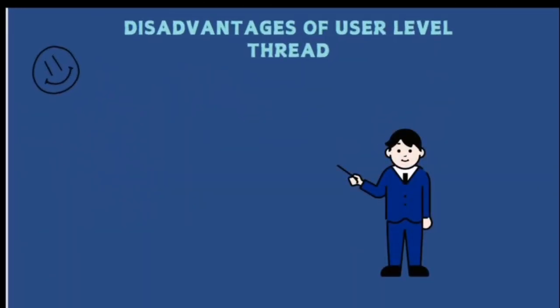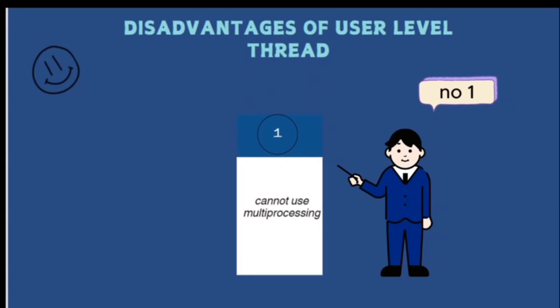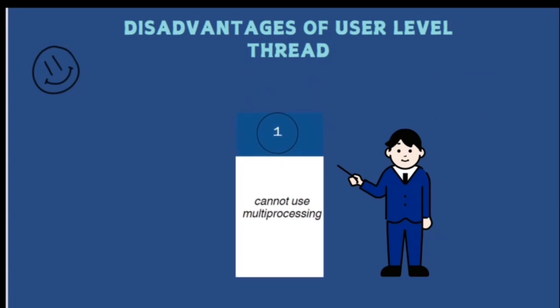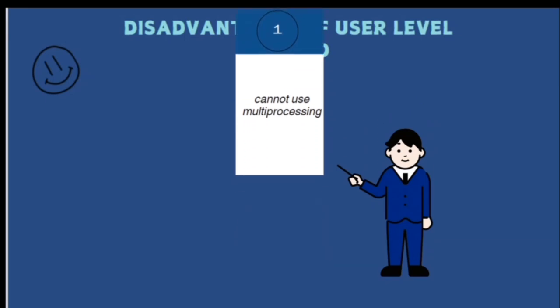Now I'm going to talk about the disadvantages of user-level thread. The first one is that it cannot use multiprocessing, or we call it limited parallelism. Since user-level threads are managed within the context of a single process, they are not well suited for applications that need to take full advantage of multiprocessing or for applications that require parallel execution across different processes.